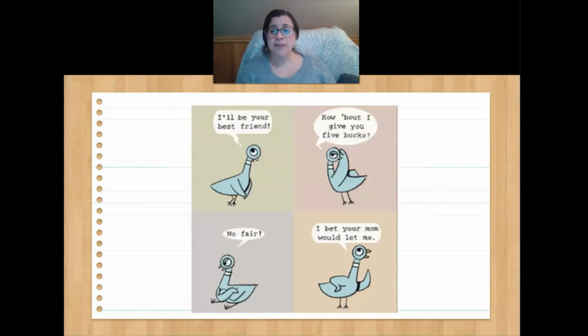This is just a part of the book, but it tells us that the pigeon really wants something and is trying to give things to the person that he's asking a favor from.